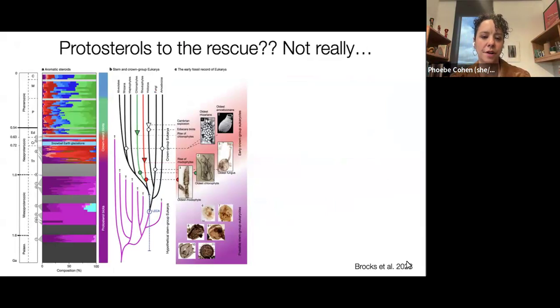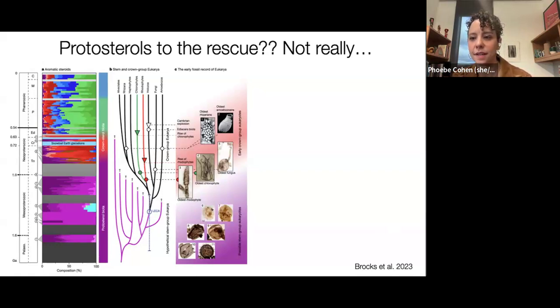So protosterols are molecules that have some, but not all, of the traits of a crown group sterol, and have been detected extensively in late Paleoproterozoic, Mesoproterozoic, and some Tonian strata in the purple over here. And so the idea here is that maybe these protosterols are the biomarker record of these stem group eukaryotes that we're just not seeing.